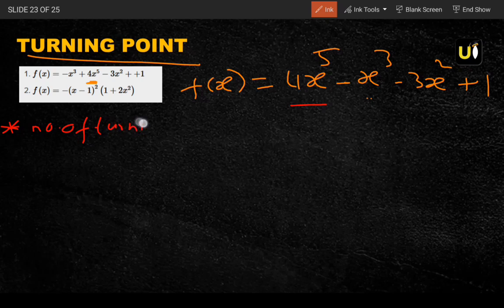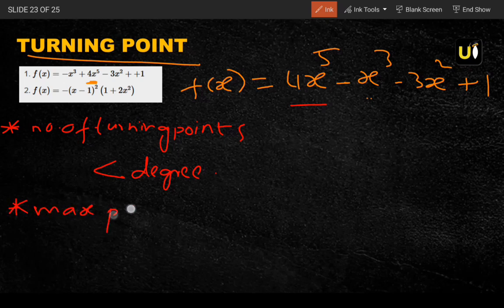And one more thing is the maximum possible turning points for a polynomial equation are degree minus 1. So this is really an important point to remember while doing the problems based on turning points. This is really helpful.